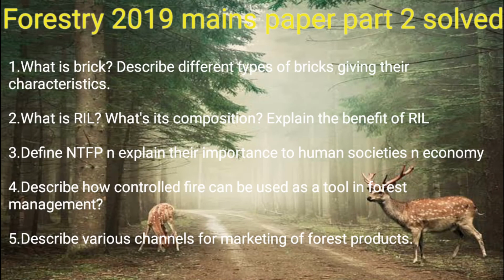So this completes the second question. Coming to the third question: define non-timber forest products, that is NTFP, and explain their importance to human societies and economy. See, they include fruits and nuts, vegetables, fish, medicinal plants, resins, and a range of barks and fibers such as bamboo, rattans, and a host of other palms and grasses. NTFPs are goods of biological origin other than timber, from natural, modified, or managed forested landscapes.